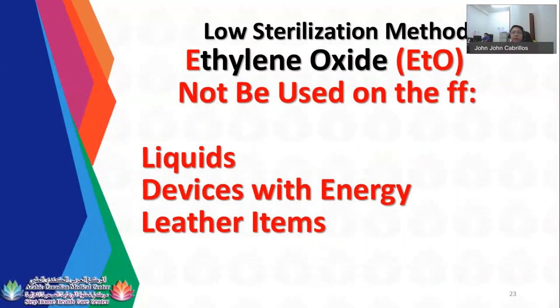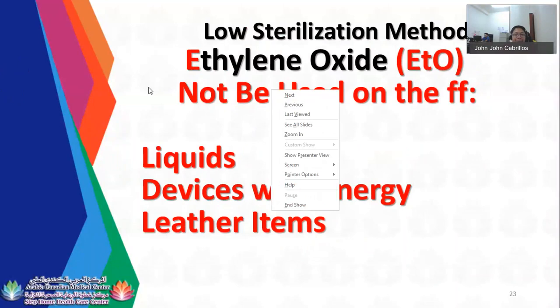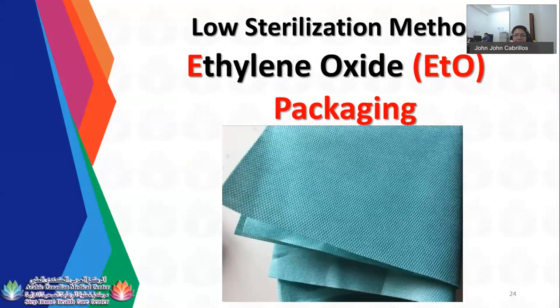So low temperature sterilization method ETO cannot be used on the following: liquids, devices with energy or battery operated devices, and leather items. So it cannot be used on those. For low temperature sterilization packaging, it's polypropylene. This is your example of polypropylene.